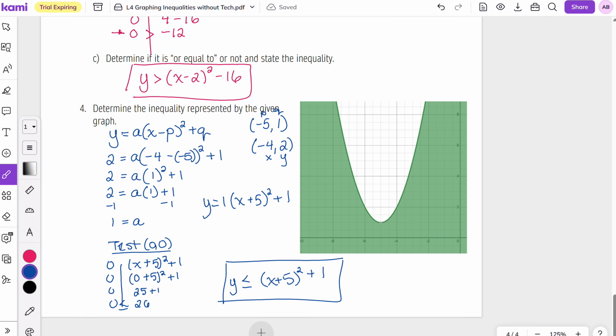Okay, if you wanted to, we can pause the video. You guys can give this one a try and then come back and see if you have the right answer. It is the same process. We find our vertex, we find another point, we replace them in our equation to find our a value for our function. Use a test point, again 0, 0 is in here, so we can use that. We get 0 is less than 26. And then because it is a solid line, we need that or equal symbol.